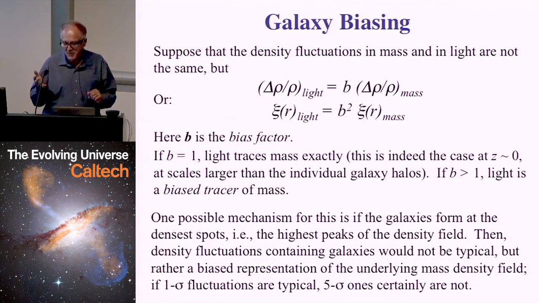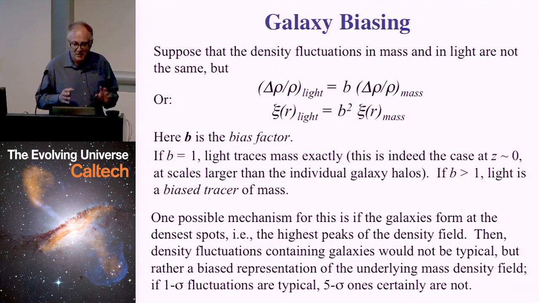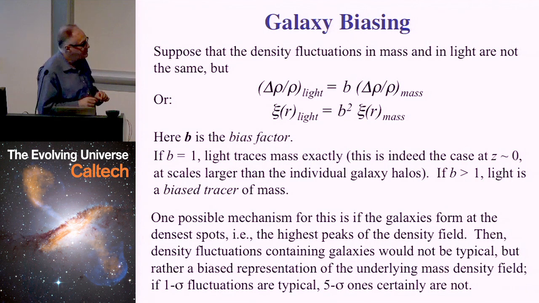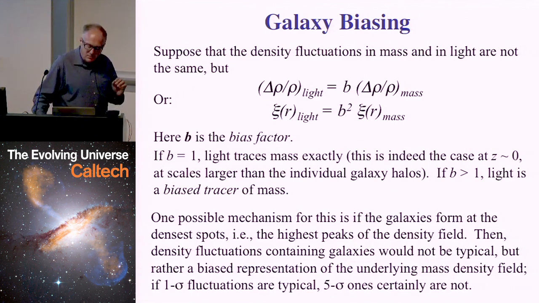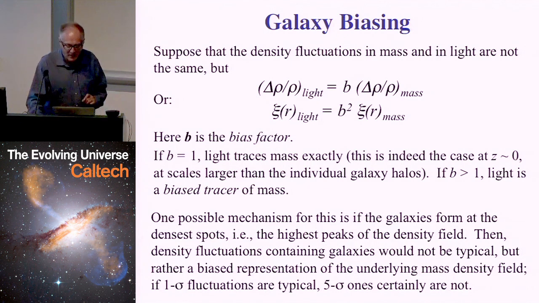And the simplest thing to say is there is just direct proportionality, and if the constant is equal to 1, then they're a fair tracer. So that little constant b is called the bias factor, and it turns out that, in fact, b squared is the number that connects the observed two-point correlation function of the light with that of the underlying mass.